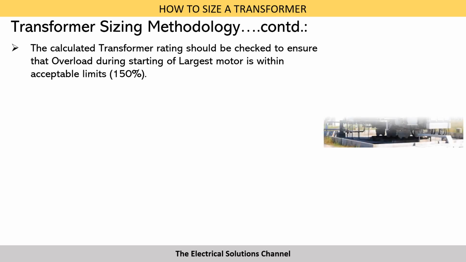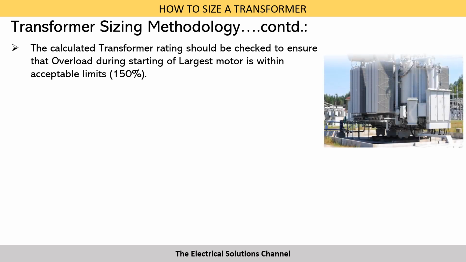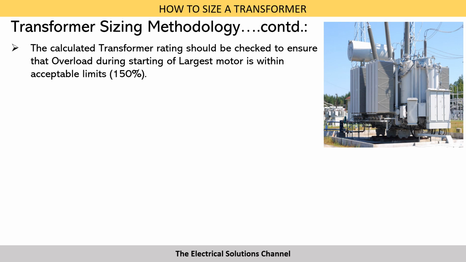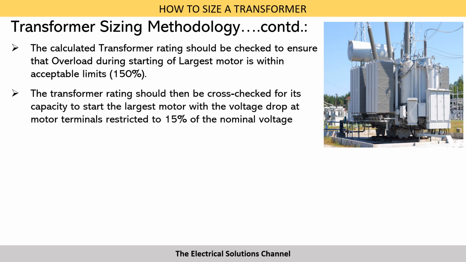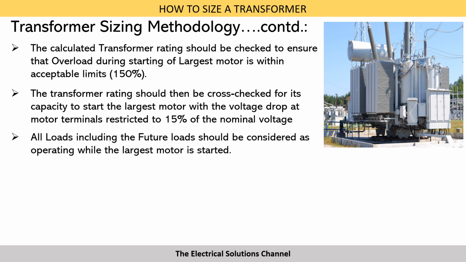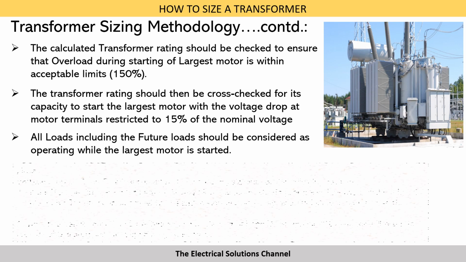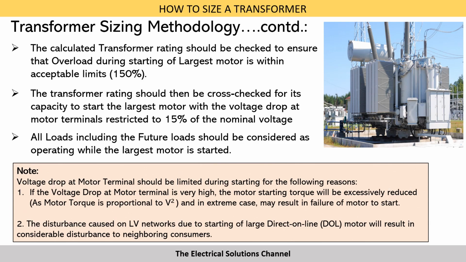Once we have calculated the transformer kVA rating, we need to carry out checks to ensure that the kVA rating is adequate. The calculated transformer rating should be checked to ensure that the overload during starting of the largest motor is within acceptable limits of 150%. Also, the transformer rating should be cross-checked for its capacity to start the largest motor, with the voltage drop at motor terminals restricted to within 15% of the nominal voltage.